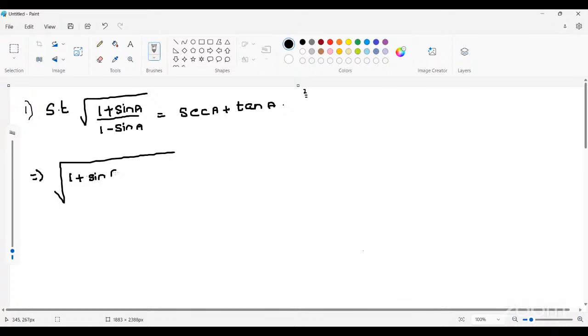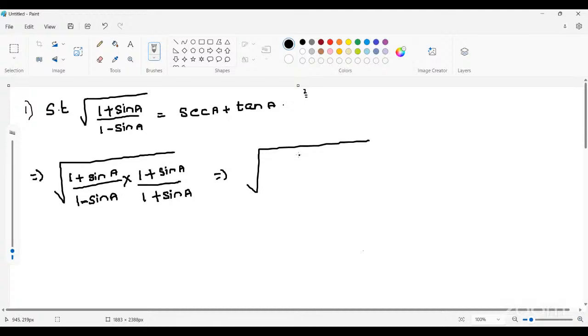Here we have 1 plus sin A by 1 minus sin A. We will multiply by 1 plus sin A, because here we have 1 minus. So we'll take 1 plus sin A by 1 plus sin A. What would be your next step? Your numerator is in the form of A plus B into A plus B, which is 1 plus sin A the whole square. A plus B into A minus B gives you A square minus B square. So 1 square is 1 only.